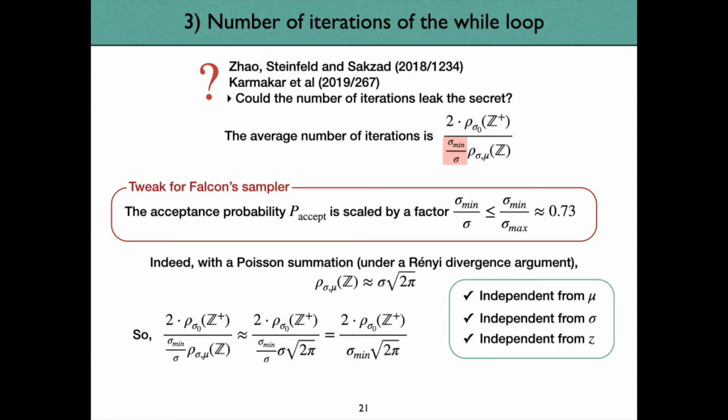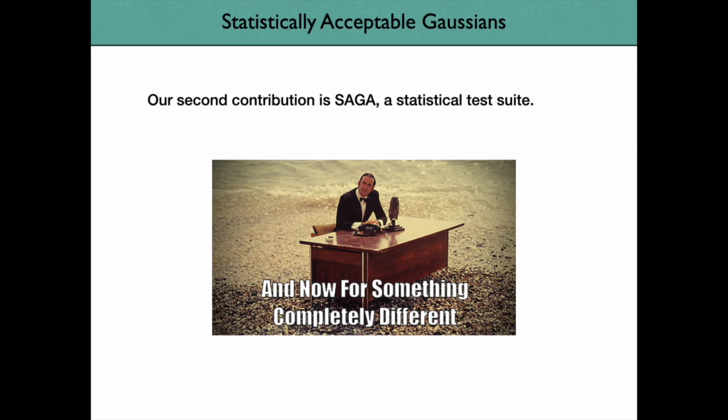Thus, our timing is now independent from mu, sigma, and the sample z, which means that our whole algorithm is isochronous. I now let James present the second part of this presentation.